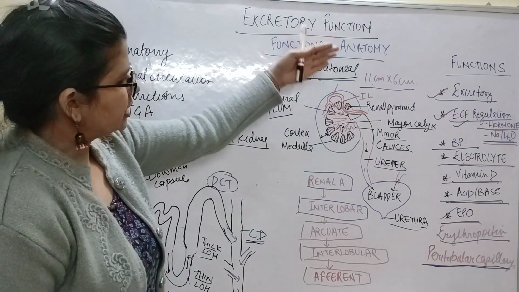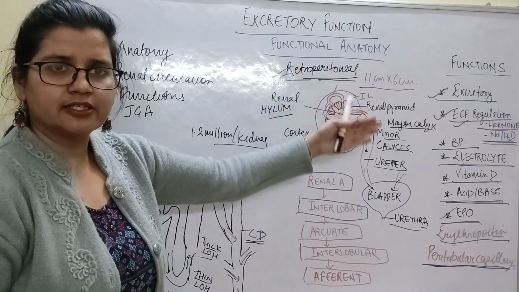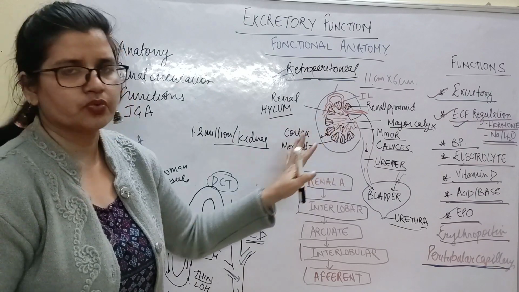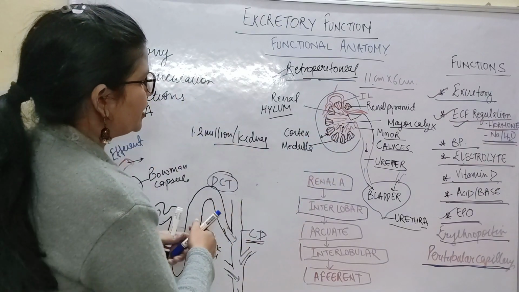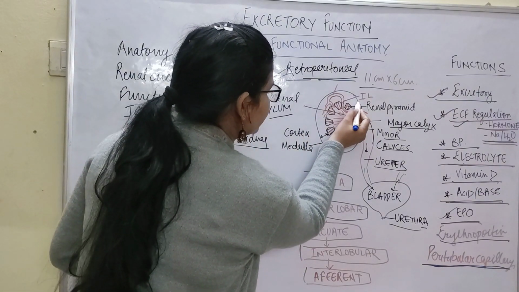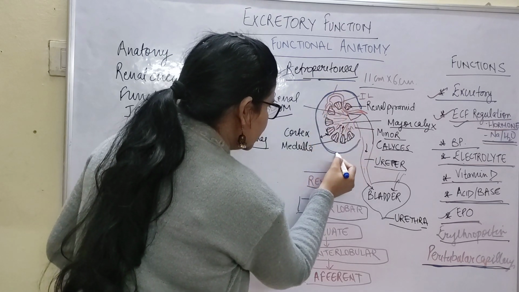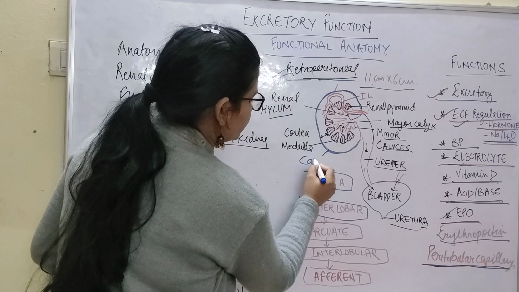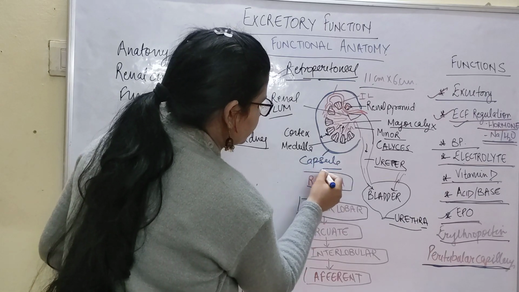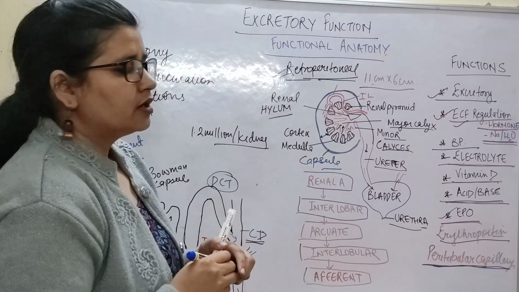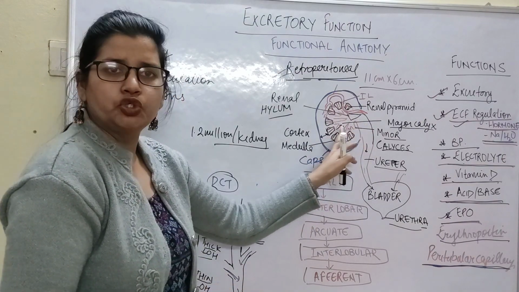Okay. If we make a cut section of the kidney, then the structure looks this way. Now we have a hard fibrous structure outside. This is called the capsule. Then the inside portion is divided into two parts.